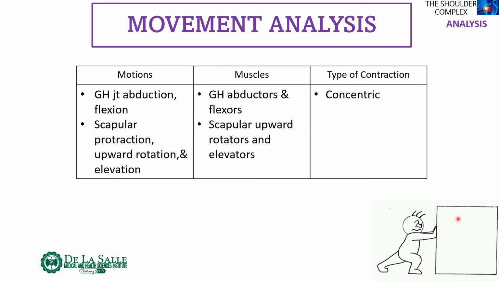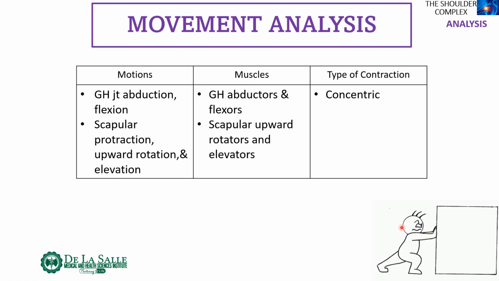So when you push an object, the motions happening in the shoulder complex are, first, at the level of the scapula, protraction. As you can see, you have to push forward, so you have to protract the scapula. And since you need to elevate the shoulder and the upper extremity, there is also upward rotation and elevation of the scapula. At the glenohumeral joint, for you to perform shoulder elevation, you have to abduct and flex your shoulder. Remember, when we say shoulder elevation, that is abduction or flexion, or abduction and flexion of the GH joint.